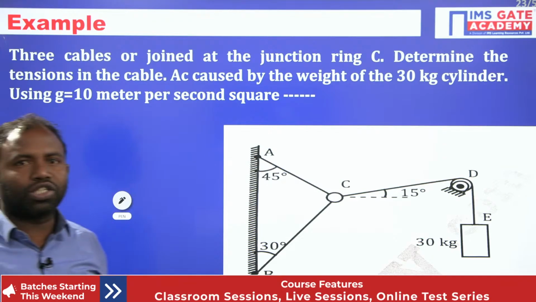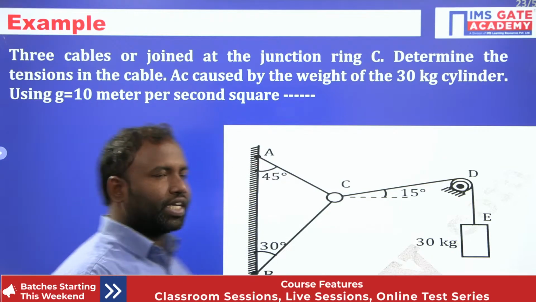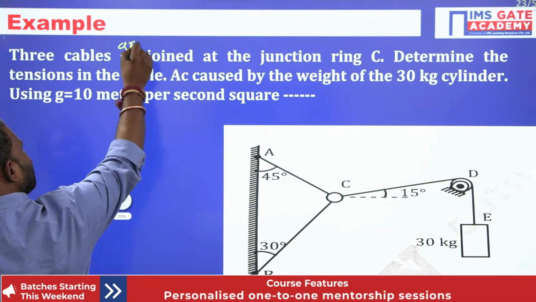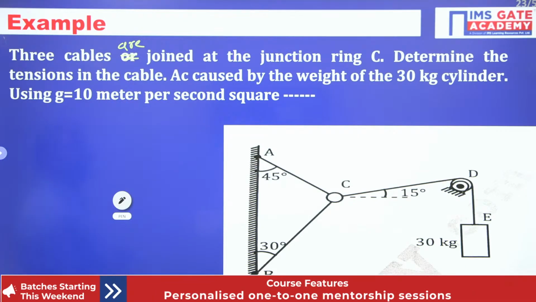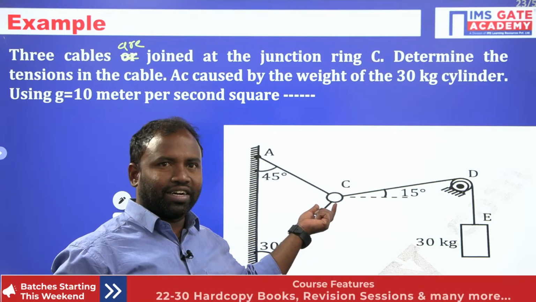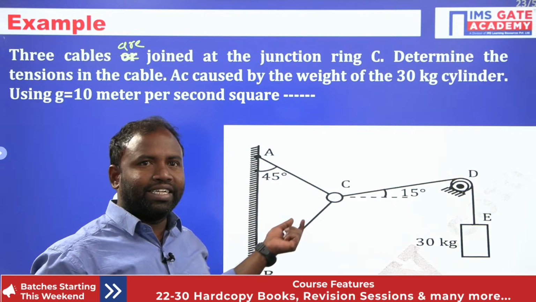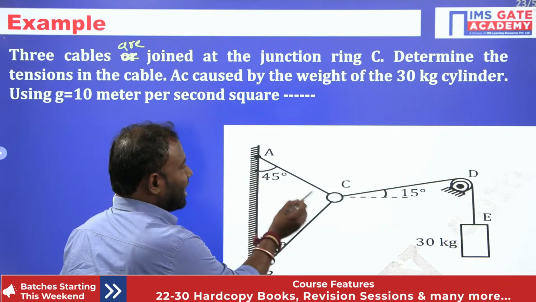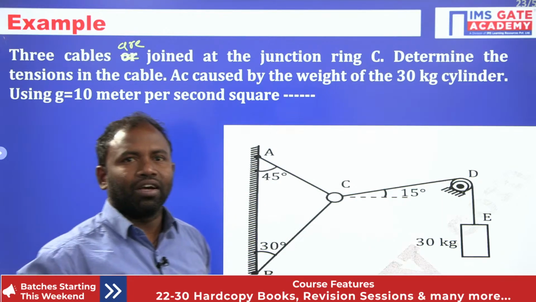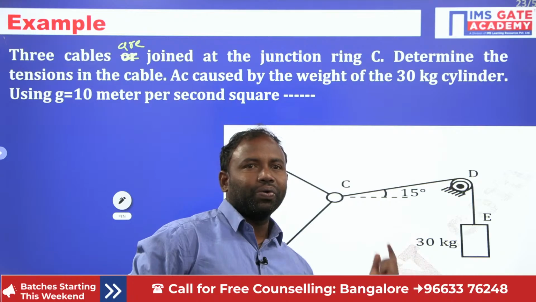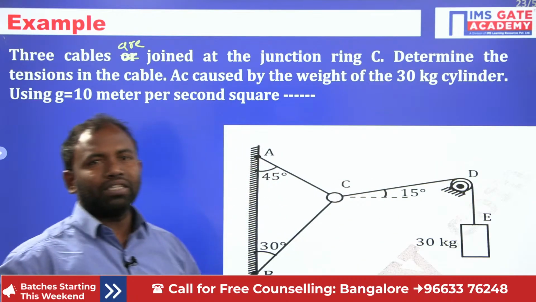Three cables are joined at the junction ring C. Determine the tension in the cable AC caused by the weight of the 30 kg cylinder. Use g equal to 10 meters per second square.